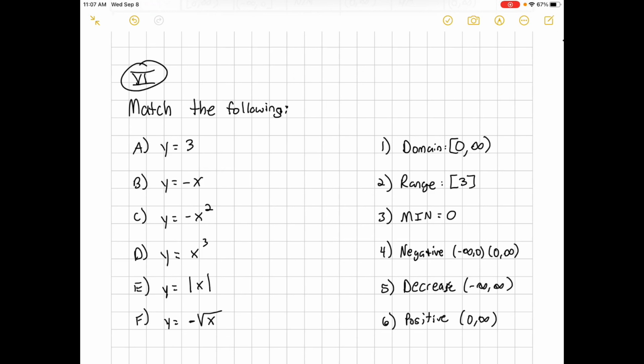The 6th part of your study guide is just matching. You'll just match the correct number to each letter that it represents. So you got 6 parent functions. Draw a line to its correct description.